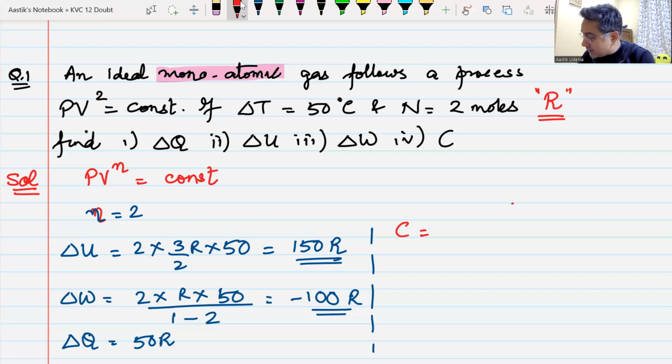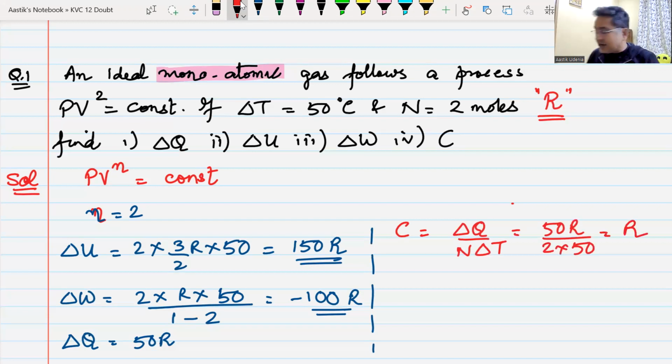Now to calculate the value of C, you can do it in two ways. You can find C as delta Q divided by n into delta T. So it will be 50 R divided by 2 into 50, and you will get it as R.